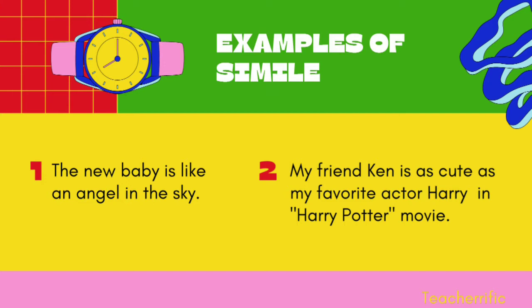Number 2. My friend Ken is as cute as my favorite actor Harry in the Harry Potter movie. The two concepts being compared here are Ken and Harry. They have a similar characteristic, which is cute, and they are being compared using the word as.